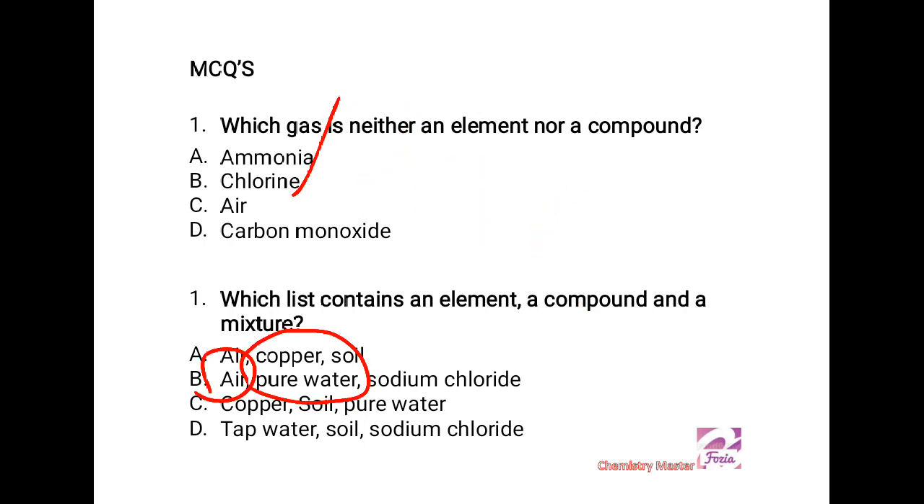Option C, copper element, soil mixture, pure water compound. Okay, before being too quick about the selection of the correct answer, just go through all the options. Tap water is a mixture, soil is a mixture and sodium chloride is a compound. So in option D, there is no element given. So only option C is giving you one element, one compound and one mixture.